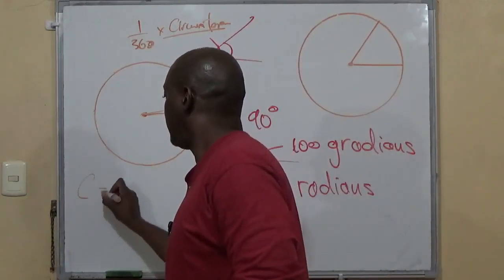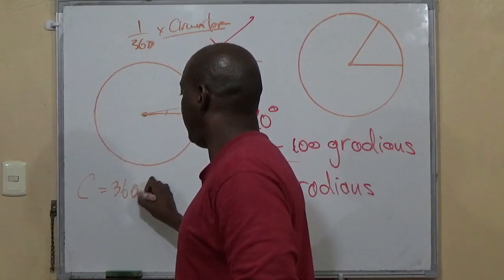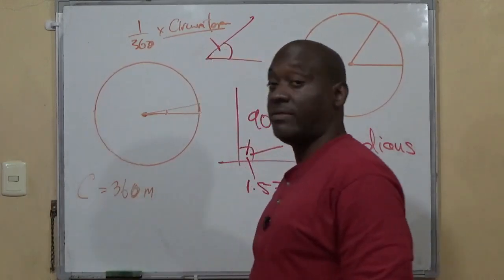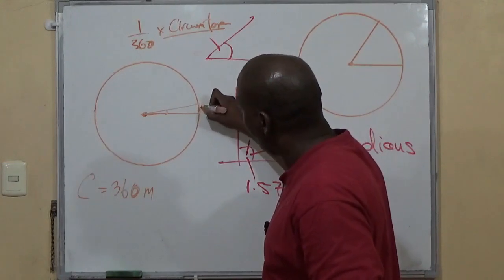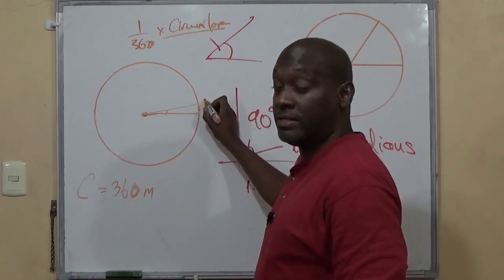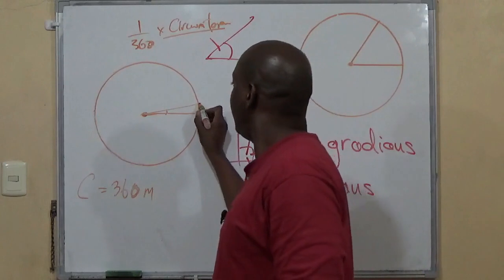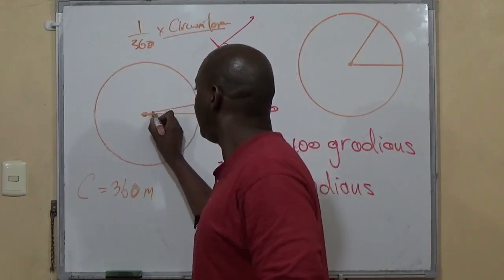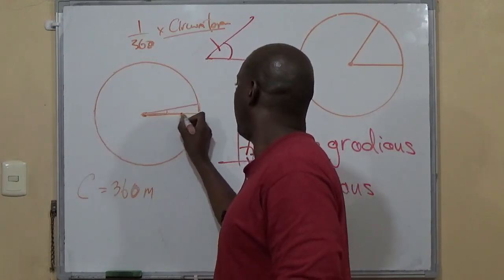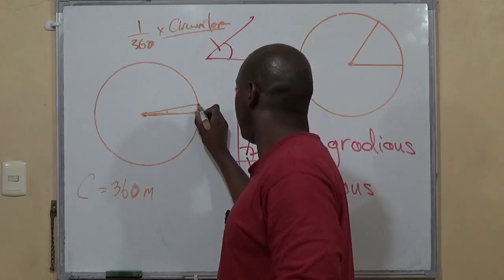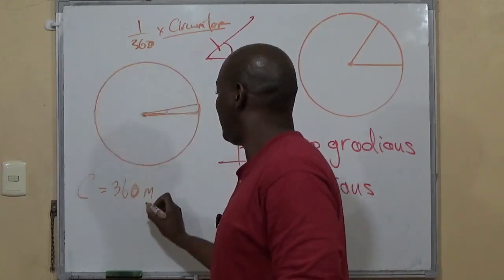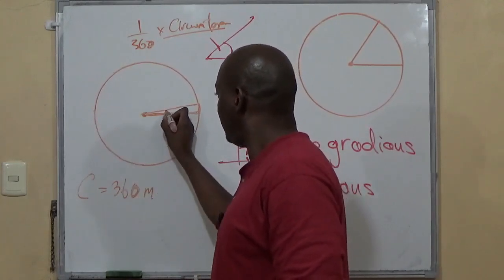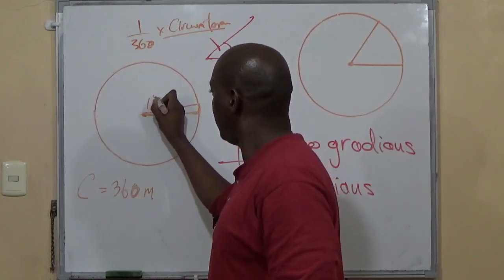argument, is 360 meters, and you have an arc of length 1 meter on the circumference of that same circle, then the angle subtended by an arc of length 1 meter on a circle whose circumference is 360 meters is 1 degree.